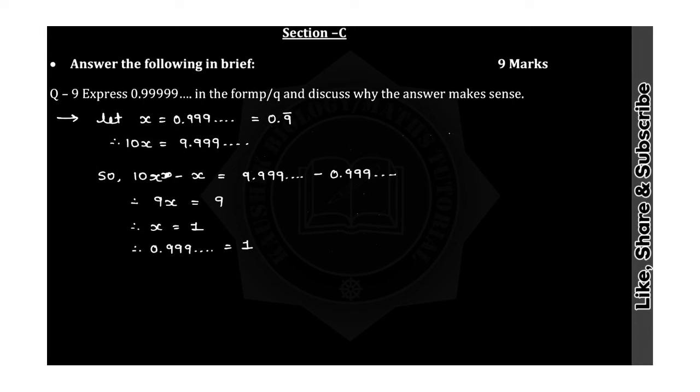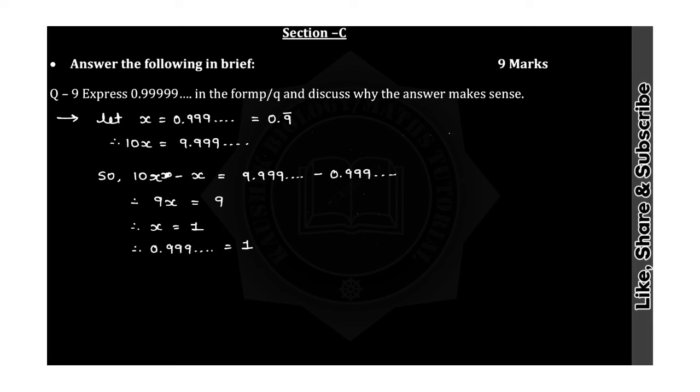Now starts question number 9. Express 0.999 in the form of P by Q and discuss why the answer makes sense. Now whenever you have to convert your decimal expansion into rational, that means P by Q form, then always first you have to look at which type of decimal expansion is given.